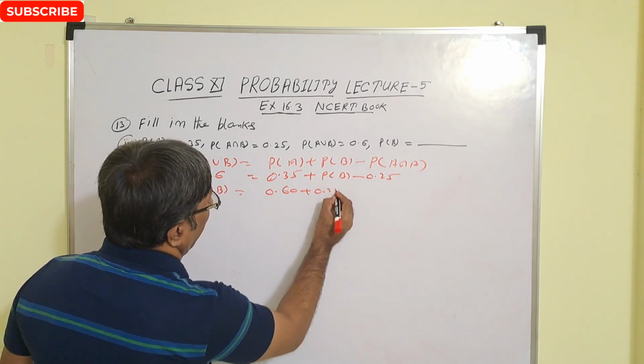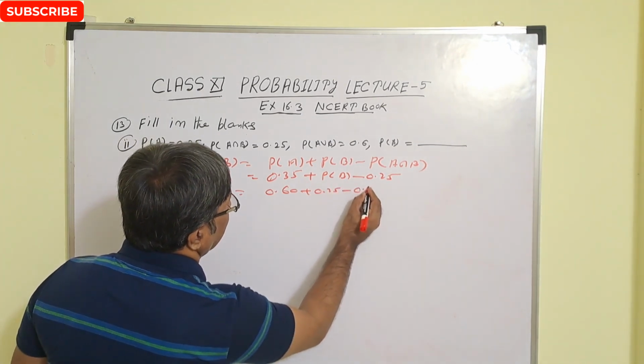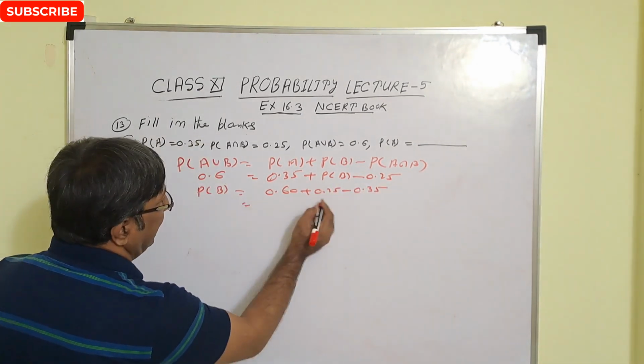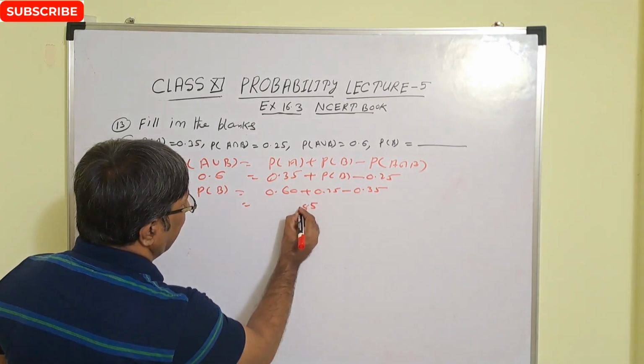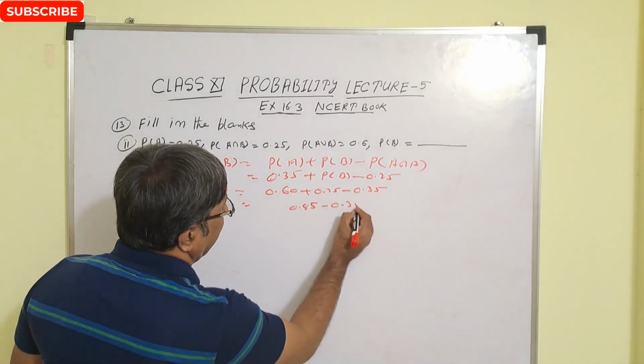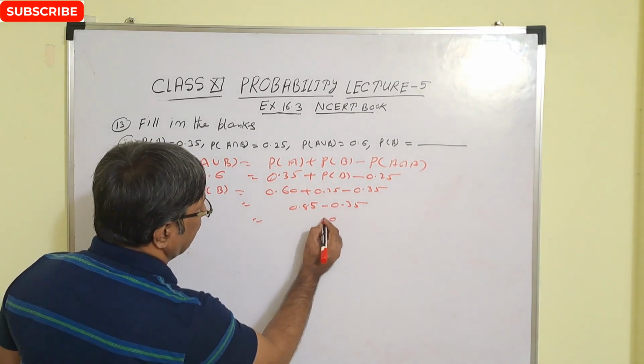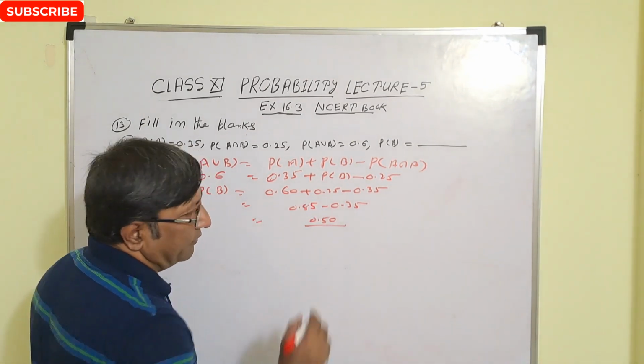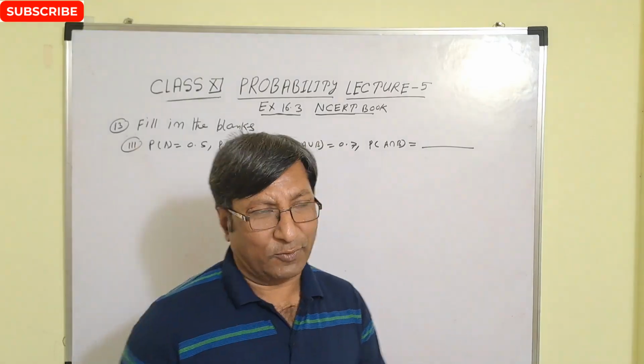0.60 plus 0.25 minus 0.35. So when we add these numbers, this is 0.85 minus 0.35. So this is 0.50. Correct answer.